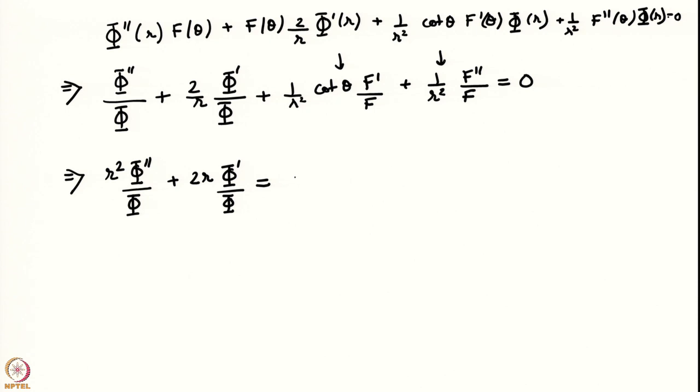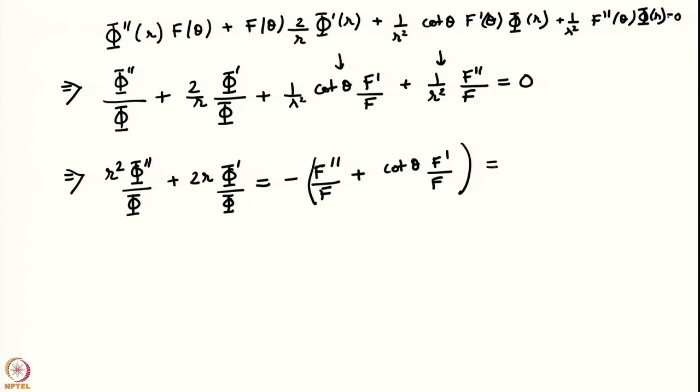So I can separate them and take them to the other side, and this just becomes f double prime by f, I have written the fourth term first, plus cot theta f prime by f. So now we have our variable separable form. On the left hand side we have a pure function of small r, on the right hand side we have a pure function of theta. They are independent and so they can be varied independently, and so the usual argument is that each of them must be equal to a constant.